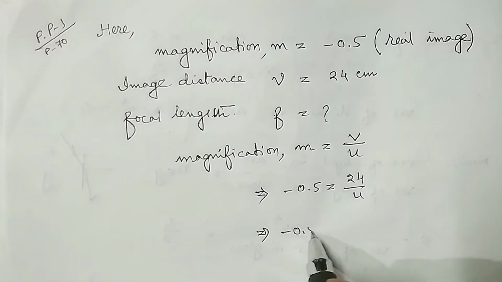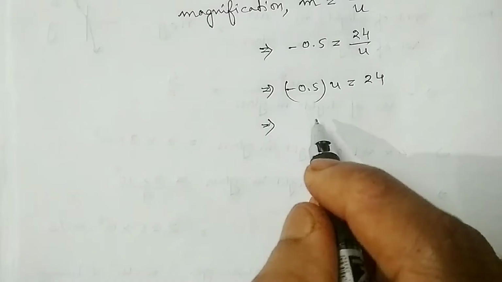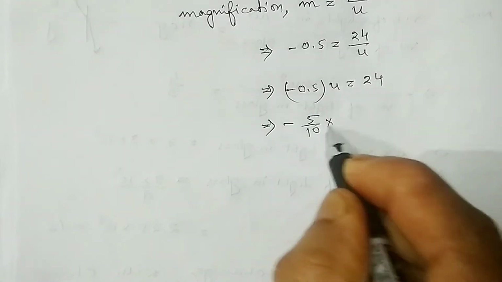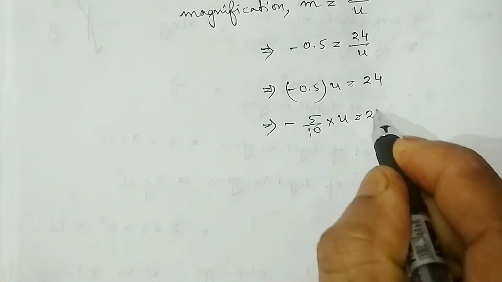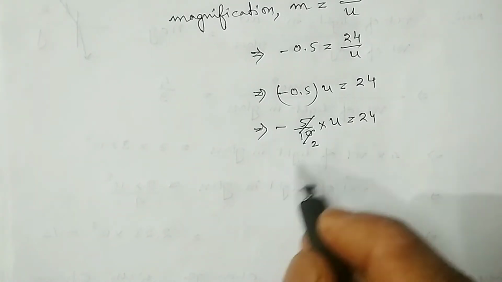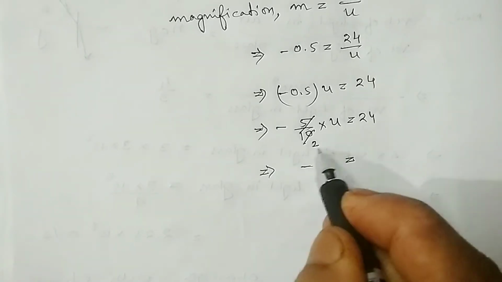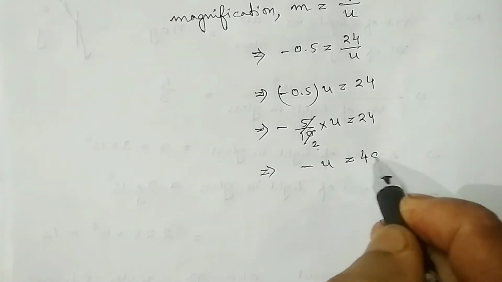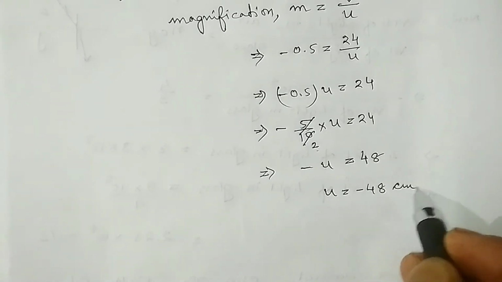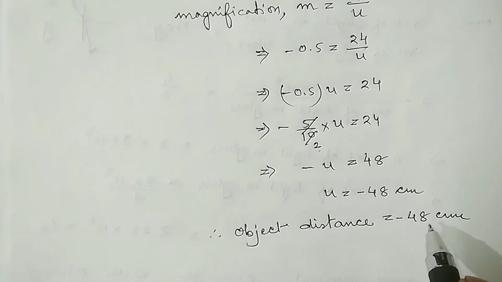Minus 0.5 into U equals 24. Now this can be written as minus 5 by 10 into U equals 24. 5 and 10 can be cancelled, so it will be U by 2. So we can write here minus U equals 24 into 2, that is 48. So U equals minus 48 centimeters. Therefore object distance is minus 48 centimeter.